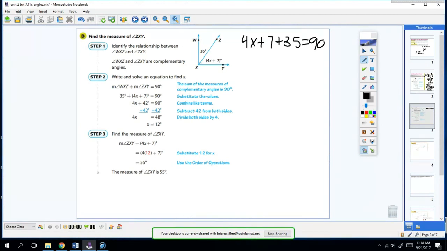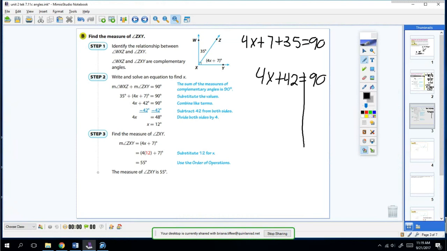This time we need to combine like terms, reduce our equation so we can work with it. What I mean by combine like terms is you're going to do 35 plus 7. Well, 35 plus 7 is equal to 42. So now I have 4x plus 42 equals 90. And now I'm just going to solve this like normal.